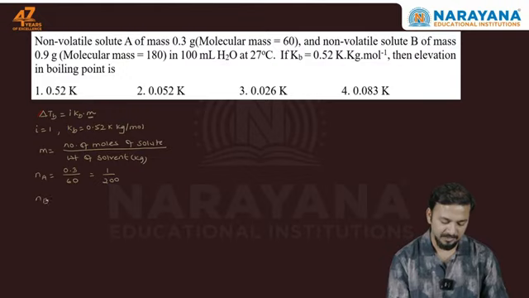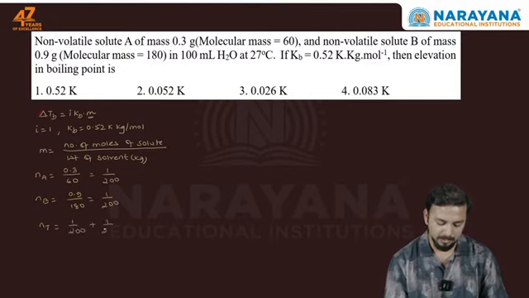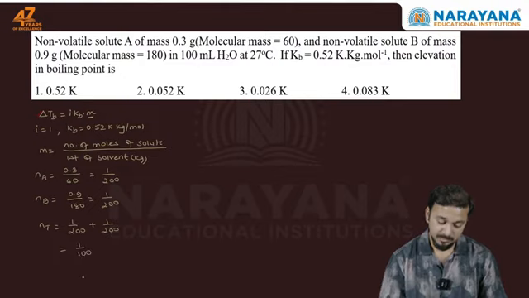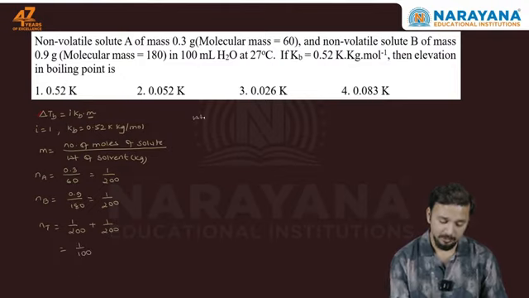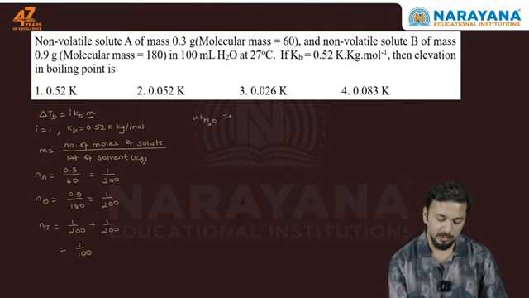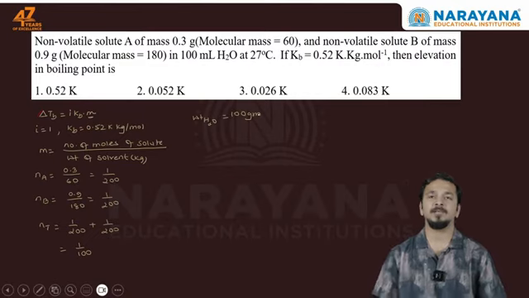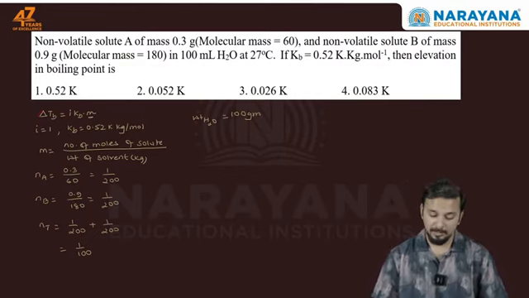Same way, moles of B we can calculate, that will be equal to 0.9 upon 180, which again will be 200. So we can write total moles will be equal to 1 by 200 plus 1 by 200, which is equal to 2 by 200 or 1 by 100. Weight of water over here will be equal to 100 gram. They have given 100 ml water at 27 degrees centigrade. We take density as 1 gram per ml, which means weight of water will be 100 gram.